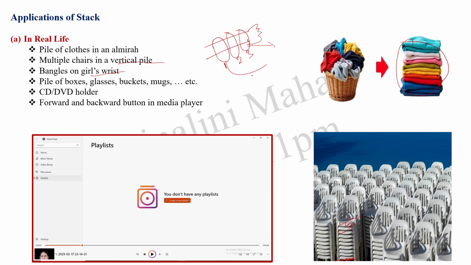So many examples are there in real life. Whenever you have watched this video, afterwards you just check it in your real life and then write in the comment section which one you are doing. So you observe the things. Piles of boxes, glasses, buckets, mugs, etc. Whenever we arrange boxes one by one, like a set of 3 boxes given, we arrange them like that. Glasses, buckets, mugs and many more. A CD DVD holder like this, one holder is here and we are inserting like this.